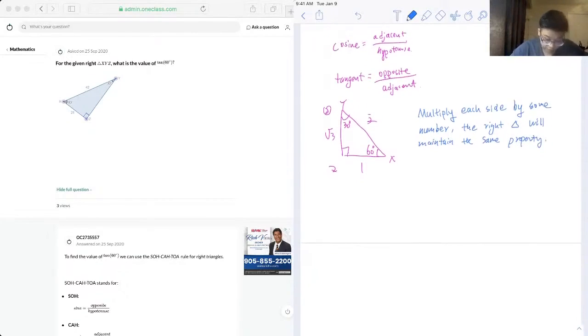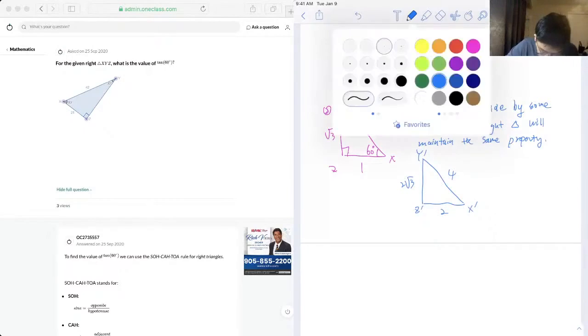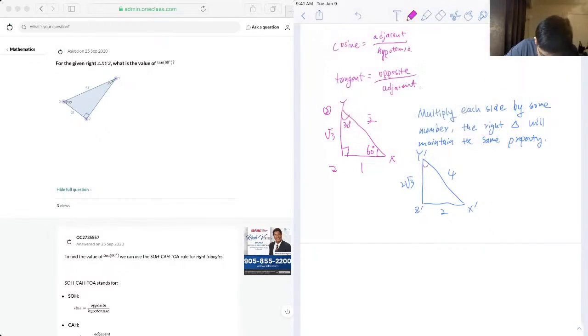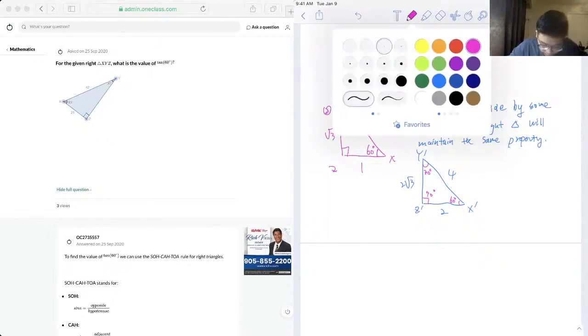In other words, if we times each side by 2, we'll have 2 times 2 is 4, 1 times 2 is 2, and √3 times 2 is 2√3. And in this case, since we times each side by the same number, which is 2, we still have the same angles, 30 degrees, 60 degrees, and 90 degrees here. So by knowing this, we can move to our actual problem.